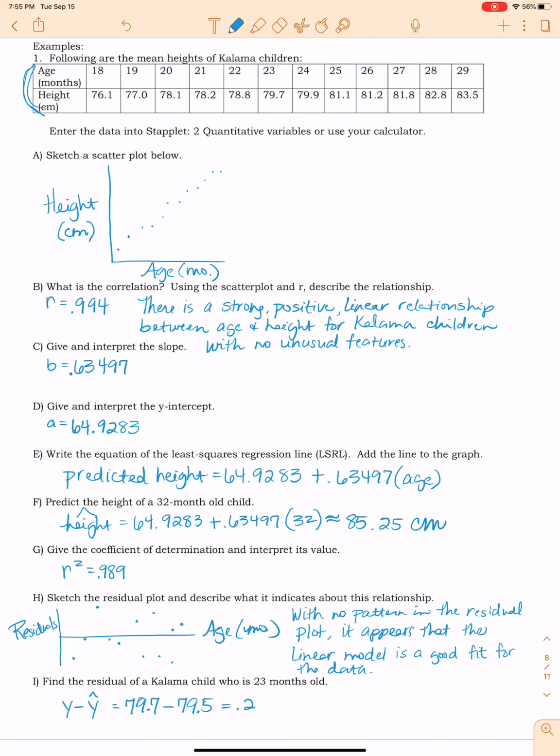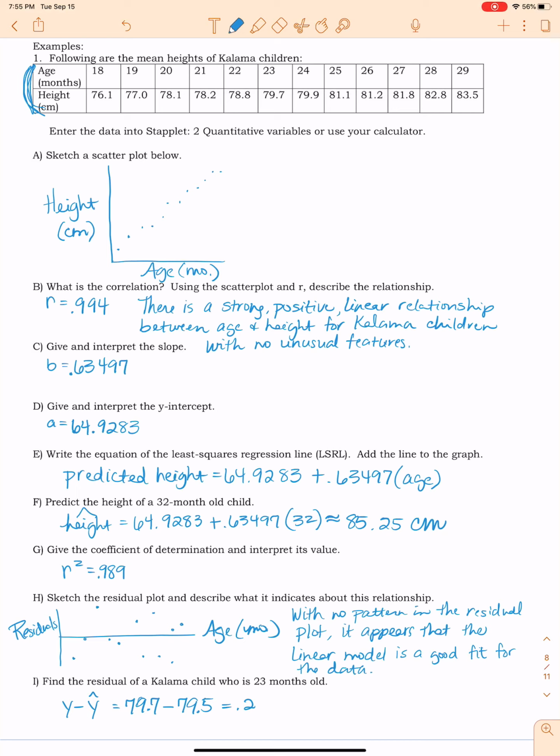All right, AP Stat, this is your example 1 in your notes. I did this in class, but I just wanted you to have it on video in case you forgot how to do it, or in case you need to revisit listening to my voice about it. So I've got some data up here.